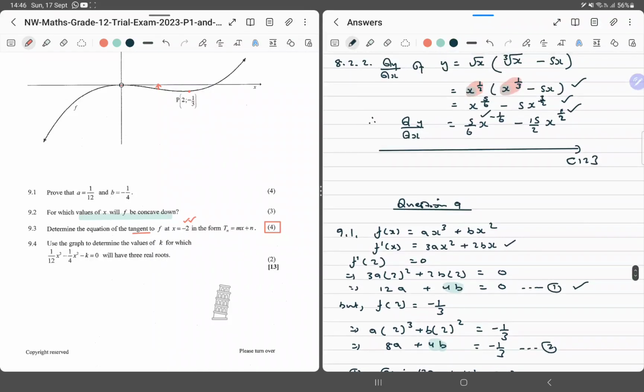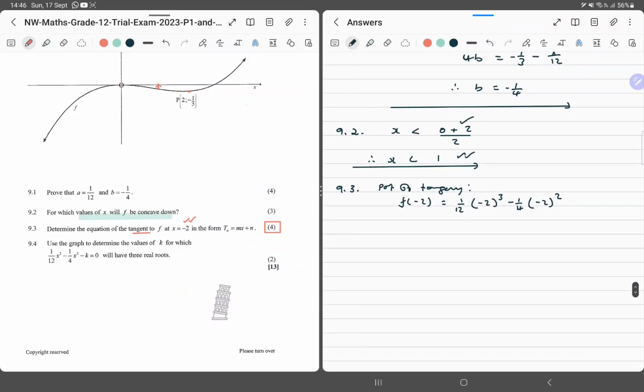Easy, right? Yeah, because we're just substituting the values, because if we try and waste our energy, we will be dying for no reason. 1/12 into -2 squared, cubed.